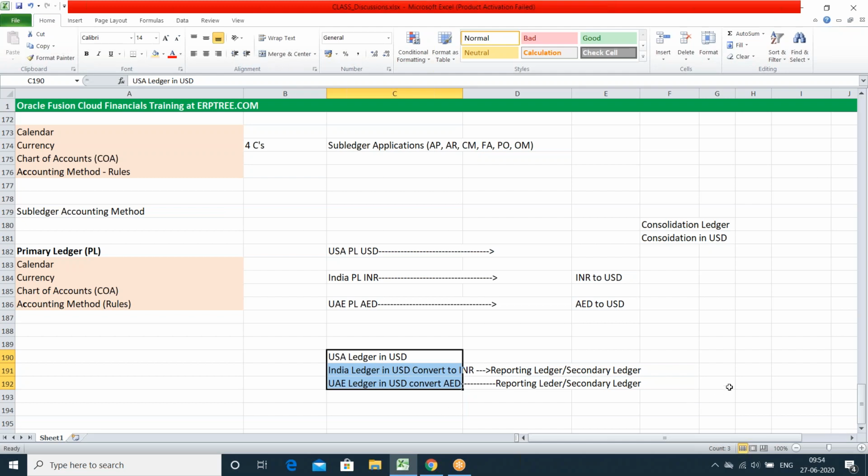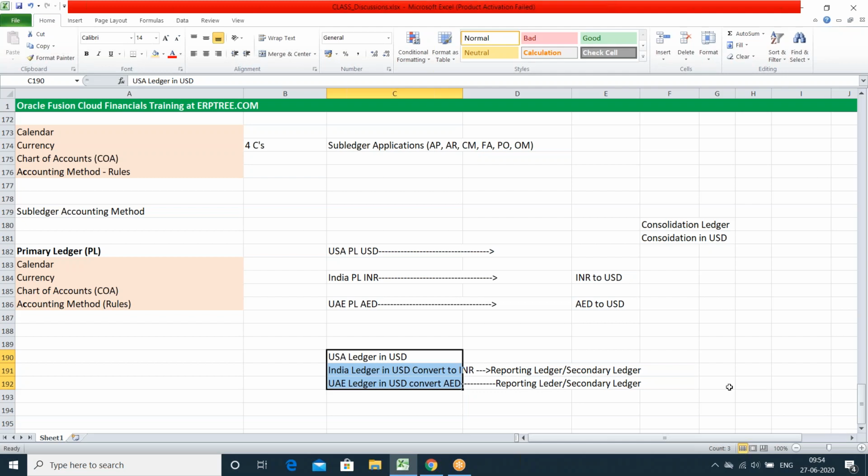It's a reverse practice. We don't know who suggested it or why they asked this, but you don't find this kind of usage of ledgers in multiple countries with a single ledger. Later they will convert into local currencies by using the reporting ledger, secondary ledger. Exceptional.